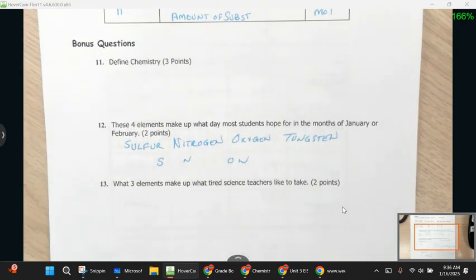Name what 3 elements make up what tired science teachers like to take. Nitrogen, What did you just say? wait.